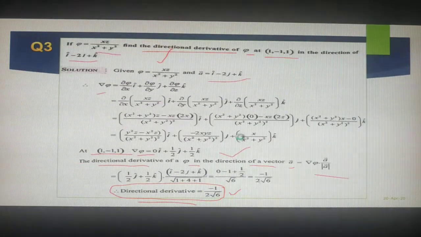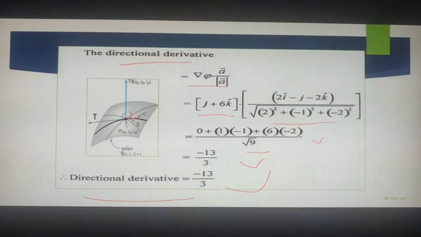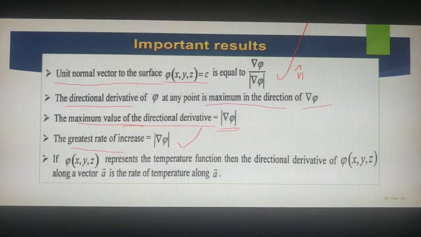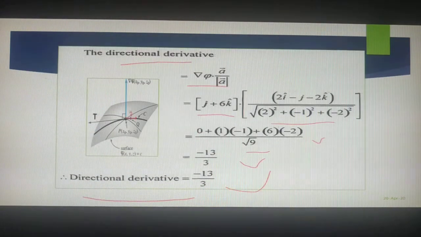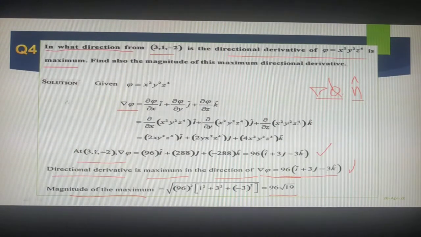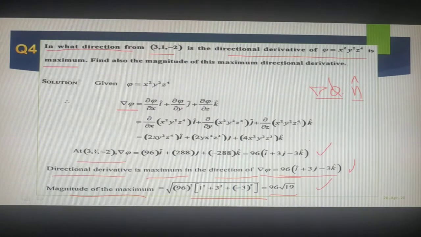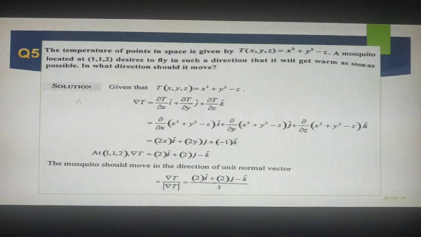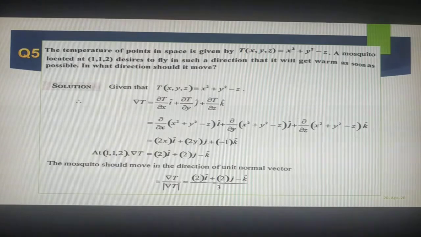See the properties, we already discussed the properties here. The maximum value of the directional derivative is mod del pi. Okay, that's what we did here, right? So if you want the maximum magnitude, just take the modulus of this vector, that is your maximum magnitude. They may also ask you to find the maximum magnitude of the directional derivative.